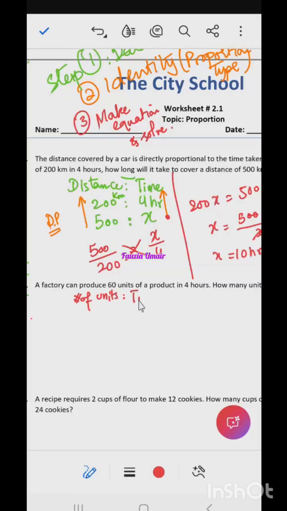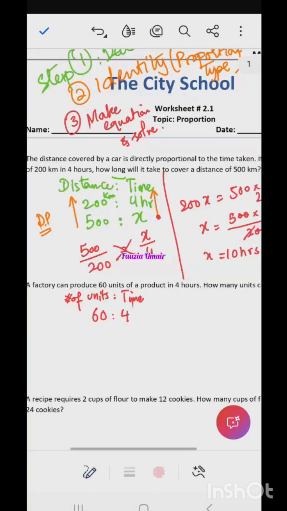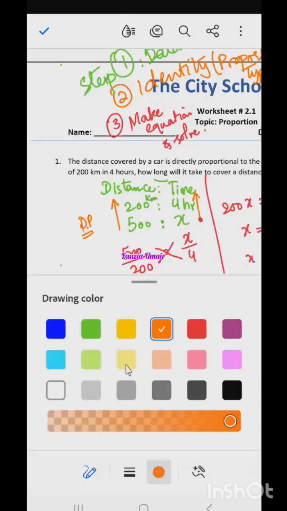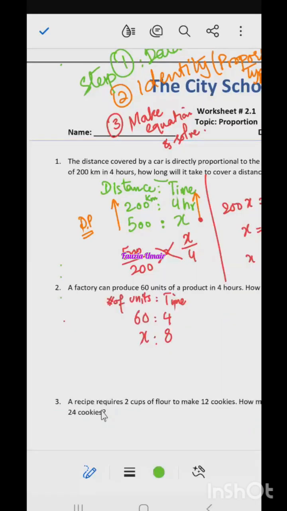Okay, so now we are going to write down the data. 60 units are produced in 4 hours. We need to find out how many units will be produced in 8 hours. So this time we need to find units, so x will be written here and time is 8 hours. Okay, now we will go to the second step. Hashim has raised his hand. Hashim, what kind of proportion is this? Number of units and time.